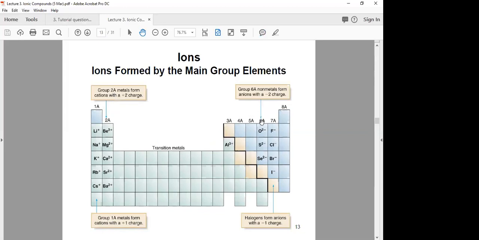Then we jump over here to the non-metals. Group 6A non-metals form anions with a 2 negative charge, and the 7A halogens form a single negative charge, as we can see. Okay, so they're the common ones.